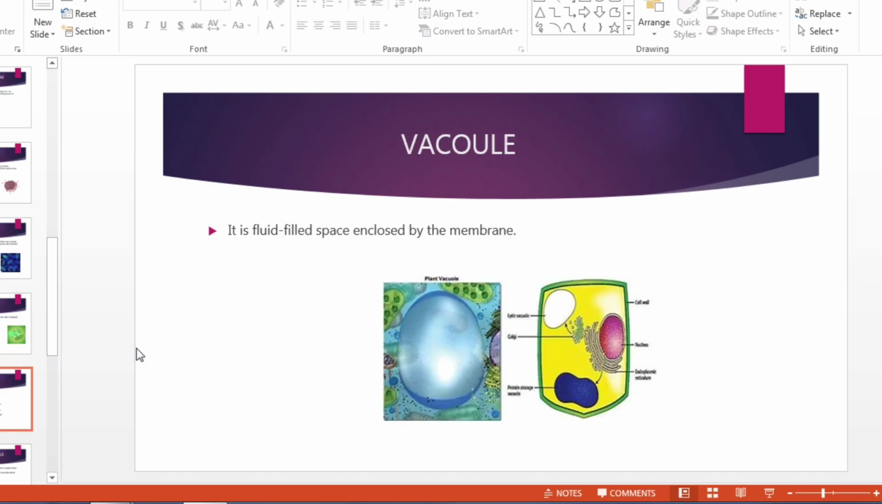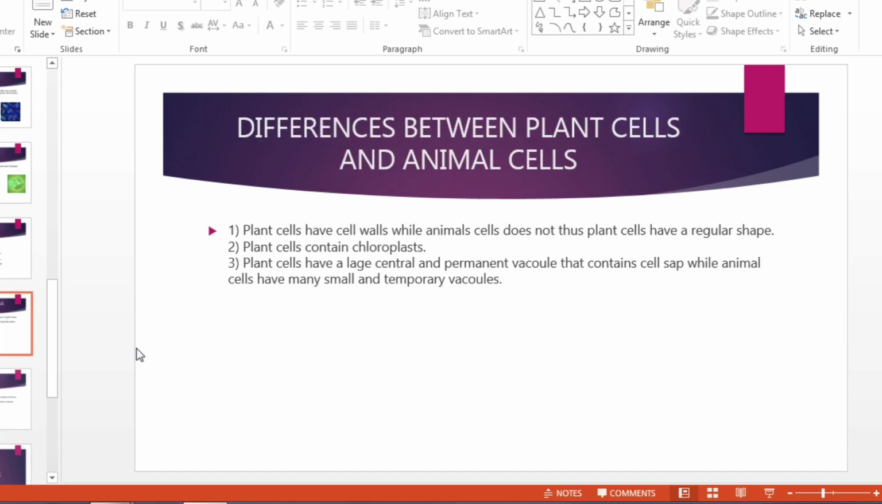The next organelle is the vacuole. Vacuole is a fluid-filled space enclosed by the membrane. Vacuole contains a substance called cell sap. In animal cells, there are temporary and small sap vacuoles which are destroyed after a small period of time. But in plant cells, there is a large and permanent sap vacuole which contains a substance known as cell sap. Cell sap is made from sugar and iron solutions.